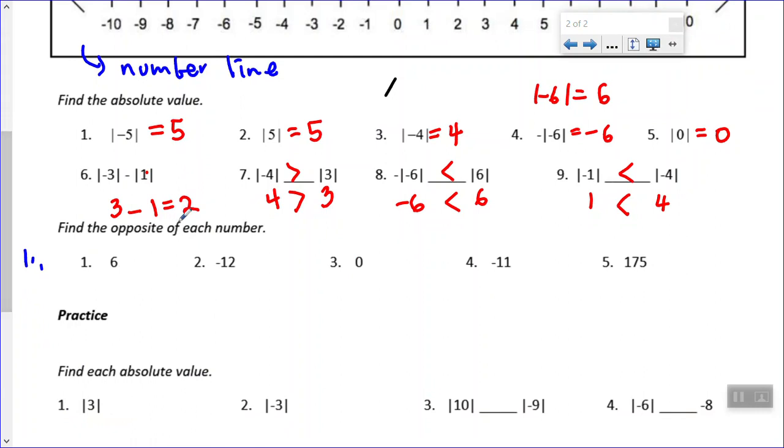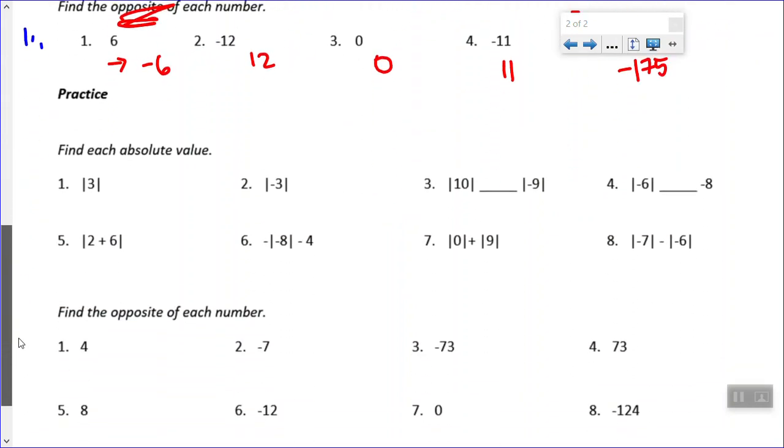And let's find the opposite of each number. 6, opposite number will be negative 6. Opposite number of negative 12 will be 12. Sorry, not absolutely. Opposite number of negative 12 is 12. Basically, you switch the sign. Opposite of 0 will be just 0 because 0 is 0. Negative 11, opposite number will be positive 11. Opposite number will be negative 175. So opposite number, basically you switch the sign.